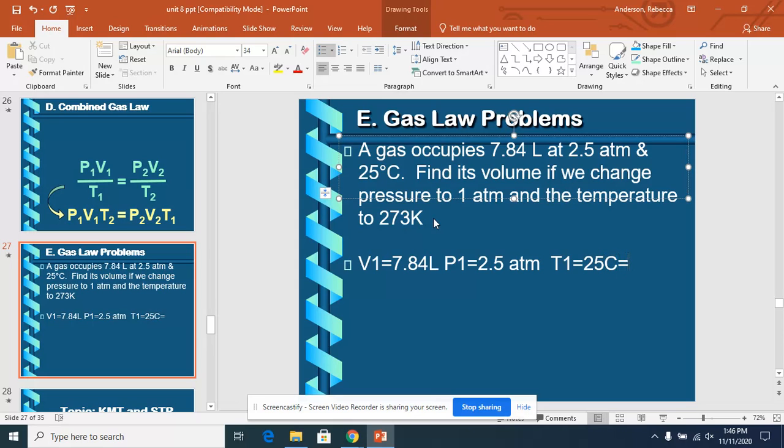Now, before we move on, Celsius needs to be changed to Kelvin, and we do that by adding 273. So we'll take 25 degrees Celsius plus 273, which is 298. Now we need our second values. Find its volume, so V2, that's what we're looking for, that's a question mark. If we change the pressure, P2, to 1 atm, and the temperature, T2, is 273 Kelvin. So they already changed that temperature to what we need it to be.